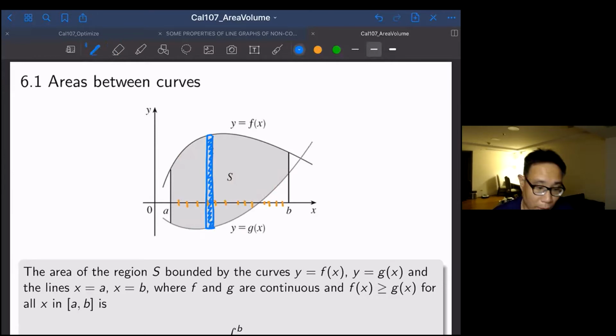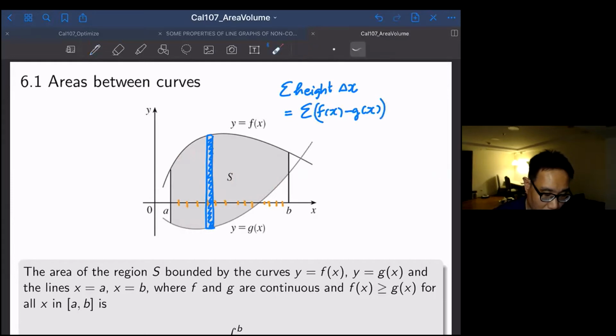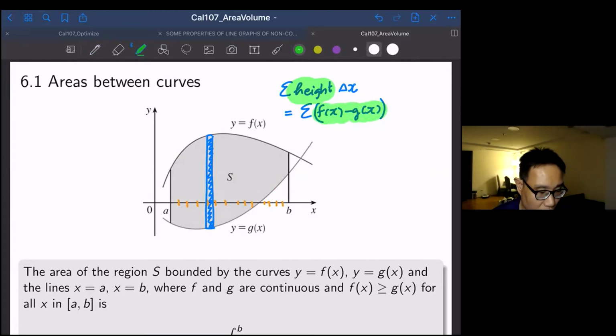If you recall the Riemann sum, it's the sum of the height multiplied by the width, which turns out to be delta x. So it's the height multiplied by delta x. The height in this case turns out to be the function f(x) minus g(x). You see that your highest point is f(x) and your lowest point is g(x). So the height here is equal to f(x) minus g(x), and you multiply by delta x. This is just the Riemann sum.